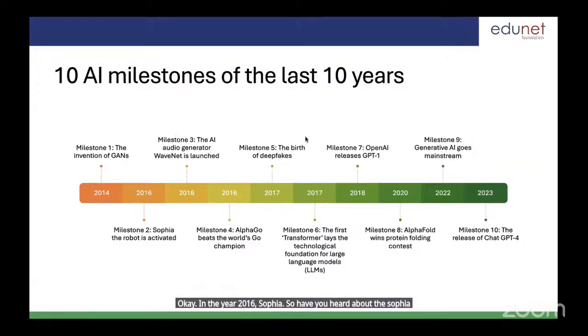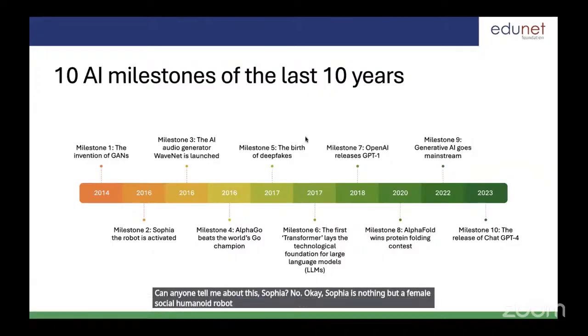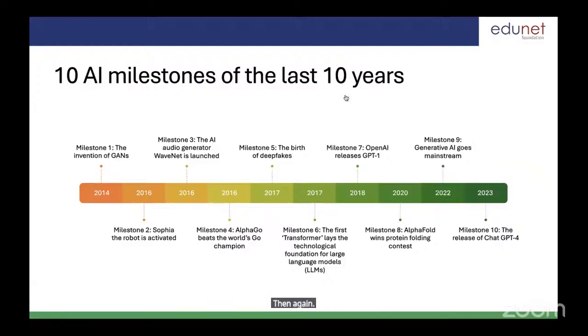Can anyone tell me about this Sophia? No? Okay. Sophia is nothing but a female social humanoid robot. It had a human appearance and was hosting a show, or what we can call a news channel or something. Then again in the year 2016, the AI audio generator WaveNet is launched.